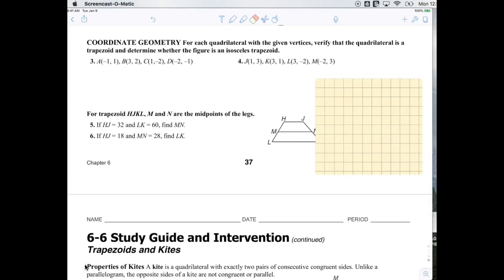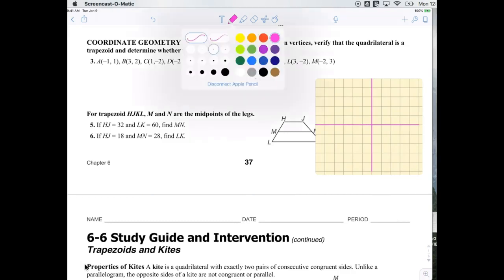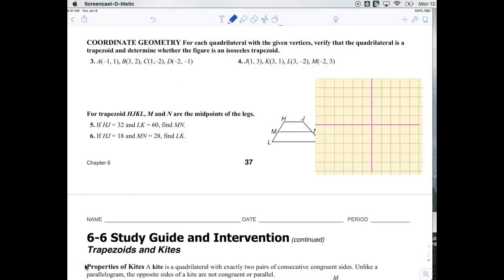All right, so now what we're going to do is we're just going to graph this and see what's going on. And again, the reason why it's not so bad is because the actual numbers are rather small, so it's not hard. So -1, -1. And then 3, 2. And then 1, -2. And then -2. Is that it? Okay, so that's okay.